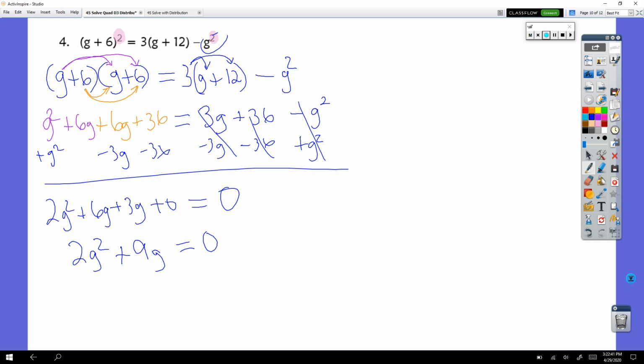Okay, I see two terms here, and I don't see difference of squares. So with two terms, usually we'd look for a pattern, but this isn't a squares pattern. What this is instead is a greatest common factor. When I look at these two terms, the 2g squared plus 9g, I see that g is in common, so I'm going to factor that out.